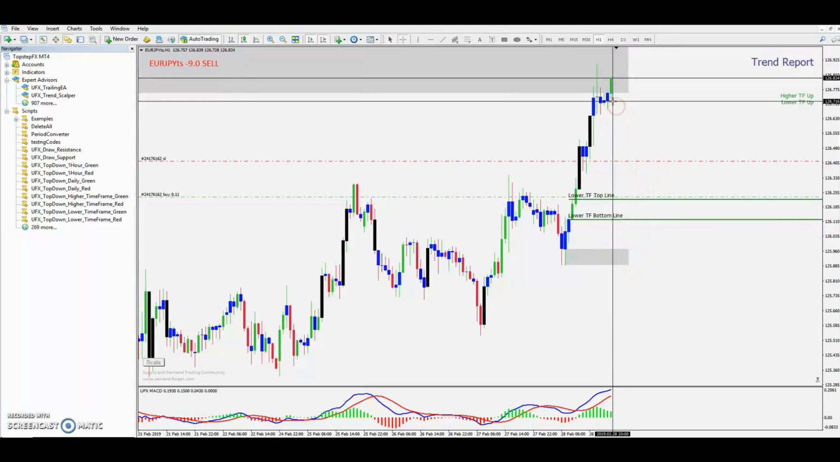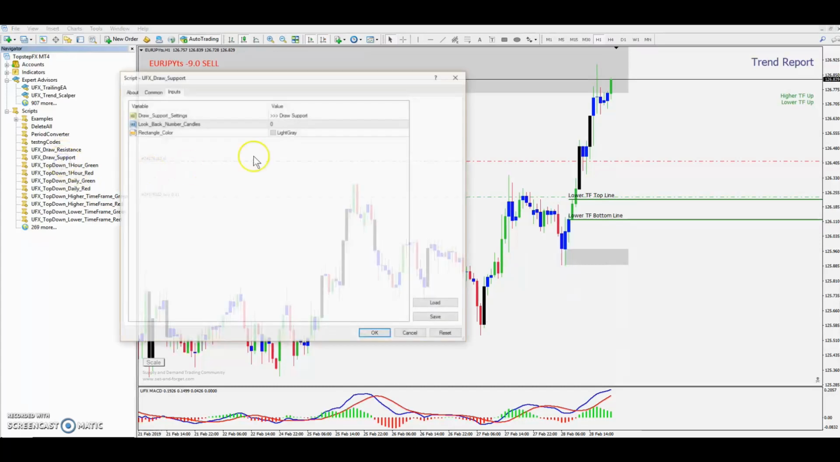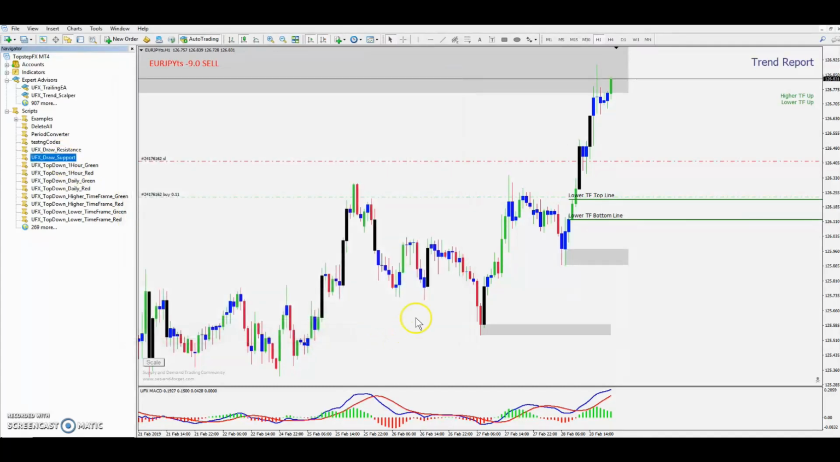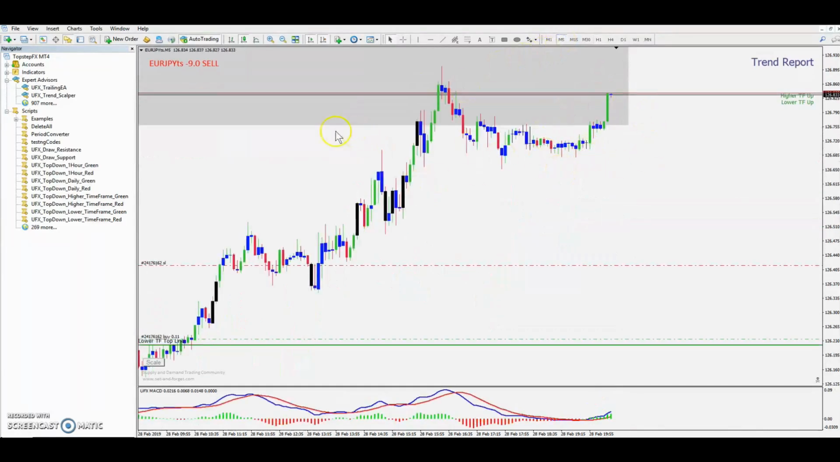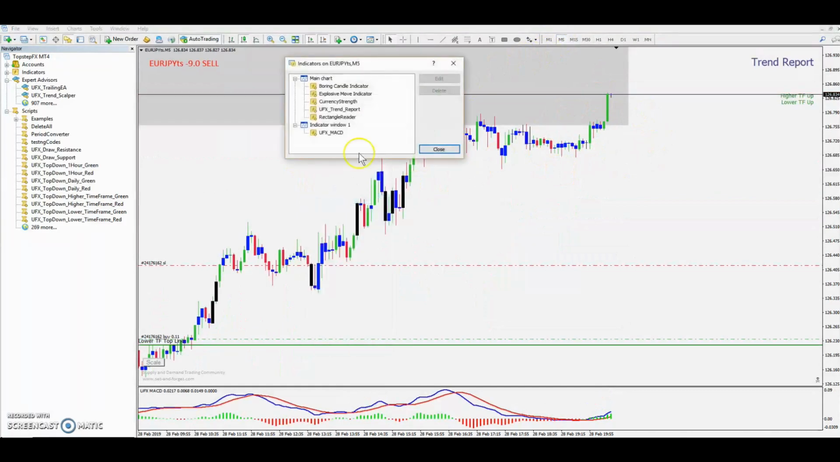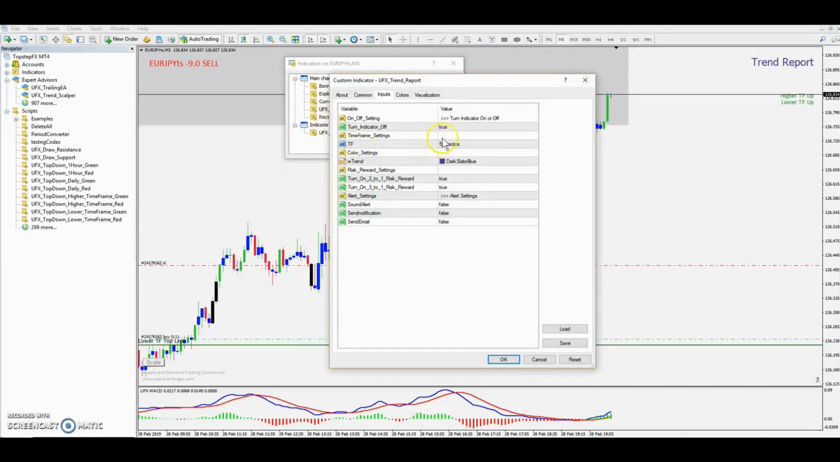Okay, another support area on the 1 hour is going to be down in this area here, 37. Same thing. Double click our support, punch in 37. Okay, now we got another support area on the 1 hour. And that's it for taking buys and using these indicators for the buy approach.